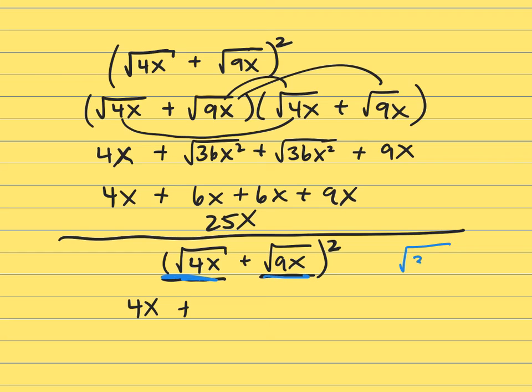So that's going to be 4x, plus the square root of 4x times the square root of 9x, which is the square root of 36x squared, which is 6x. Now double that and you get 12x. And then square your last term, it gives you 9x. So that gives you 16 plus 9 is 25x. So whichever way you want to work it.